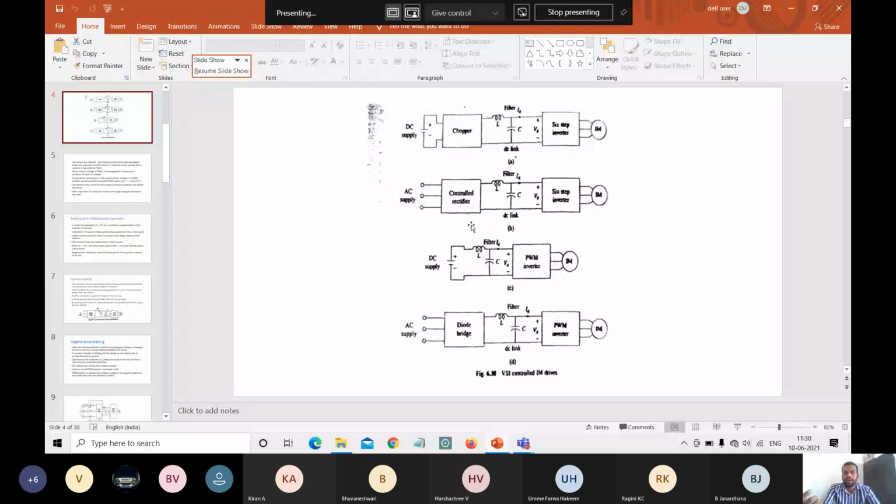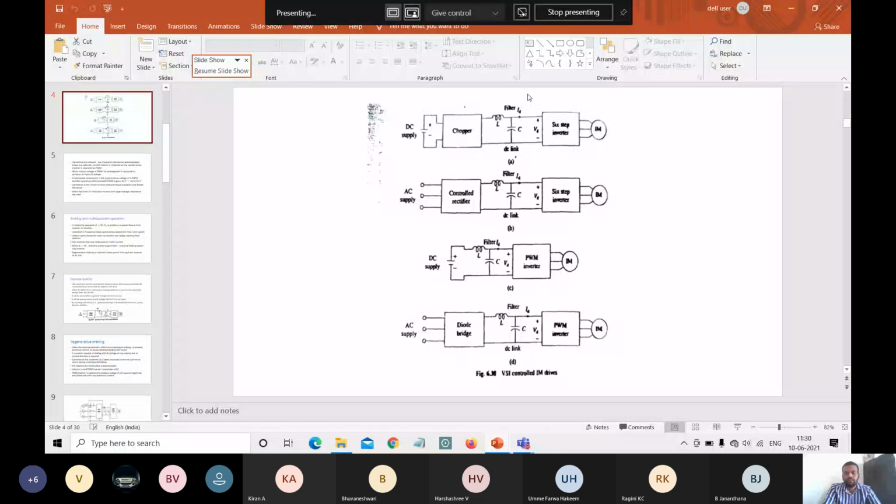You have to add one self commutated switch. So normally the self commutated switch is in series with your resistor. So if you are interested to use a stepped wave inverter, go for these modules. If you are interested to go for pulse width modulator, go for these circuits.